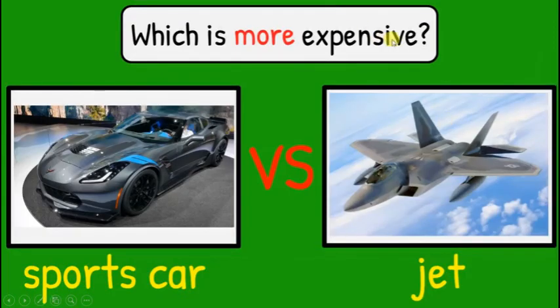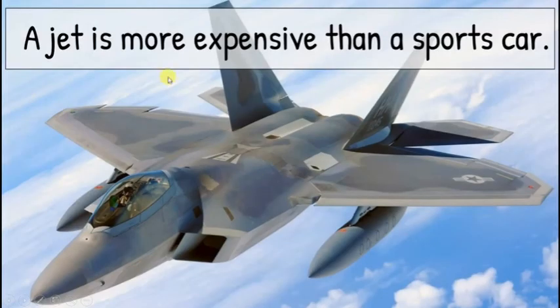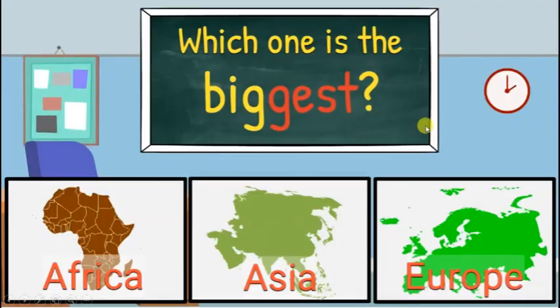But we have expensive here. Expensive is a long adjective, so I use more. Which is more expensive? Sports car or jet? Yes, who can tell me the sentence here? Which is more expensive? Yes, who can help me here? A jet is more expensive than a sports car. So a jet is more expensive than a sports car.